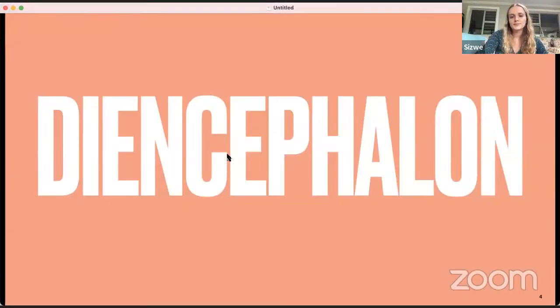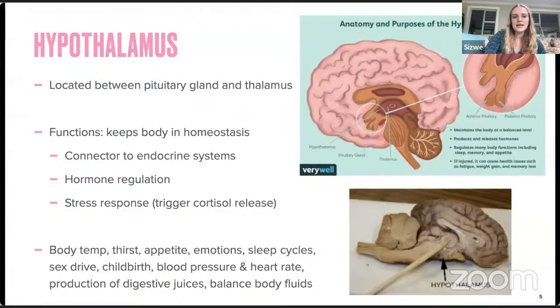Always here to help. Okay, so with the diencephalon, we're going to start off looking at the hypothalamus. The hypothalamus is over here. Okay, it's located between the pituitary gland, which is over here, and the thalamus. Okay, we've already learned about the thalamus. The hypothalamus's job is basically just to keep everything in balance.